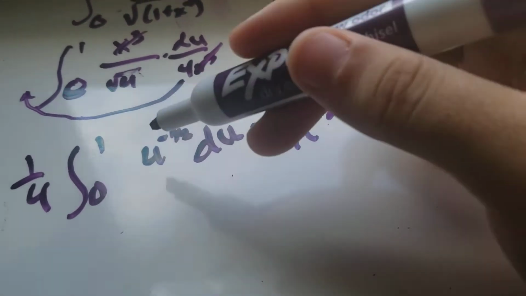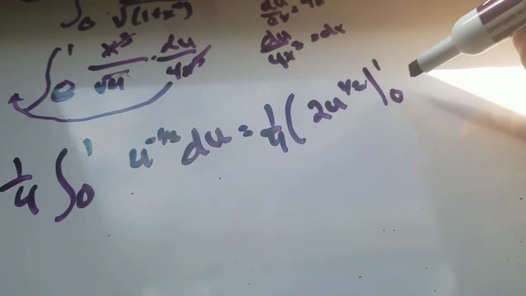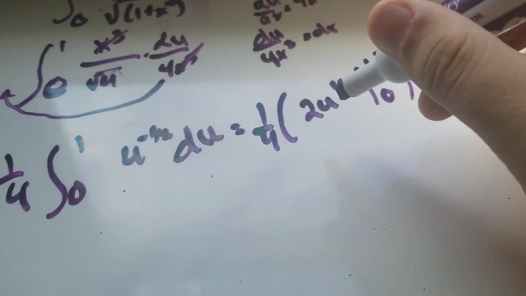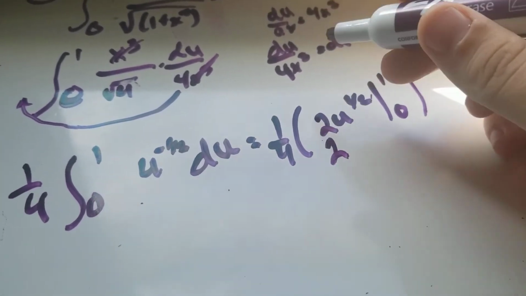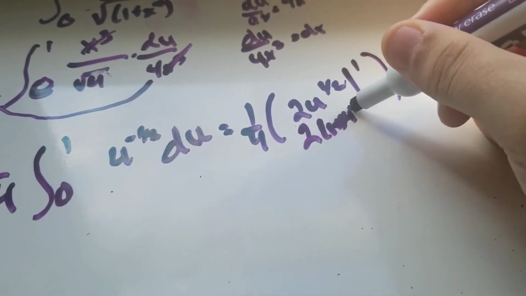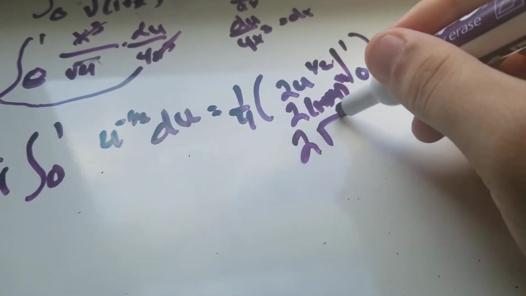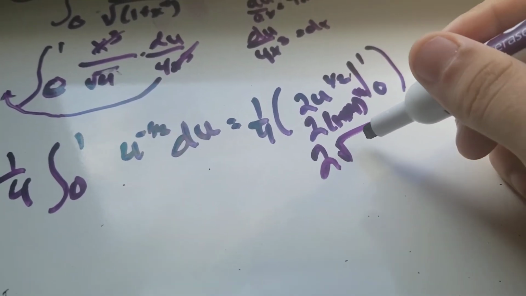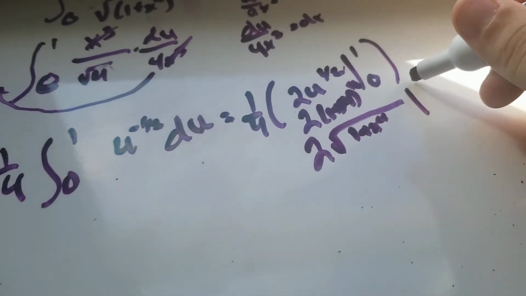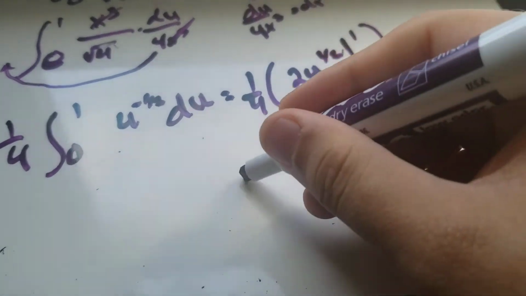Okay, but it was from 0 to 1, so we have to go from the range of 0 and 1. Before I do that, I'll just substitute the u, so that'll be 2 times 1 plus x to the 4th to the half power. Or another way to write it, 2 times the square root of 1 plus x to the 4th power from 1 to 0. So let's keep the 1/4 in front.